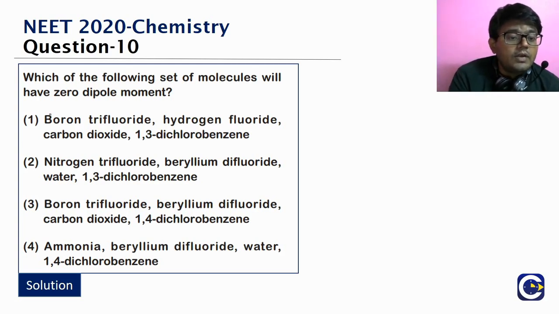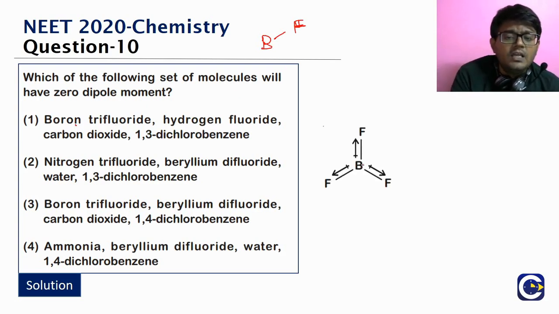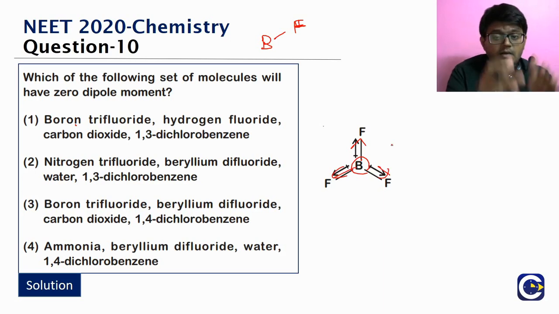Okay. So we look at option 1, boron trifluoride, which is BF3. If you look at BF3, it will have a trigonal planar structure. What will be the structure of BF3? Trigonal planar. So the boron fluorine bonds, each of the bonds will have a dipole moment. But trigonal planar means what?